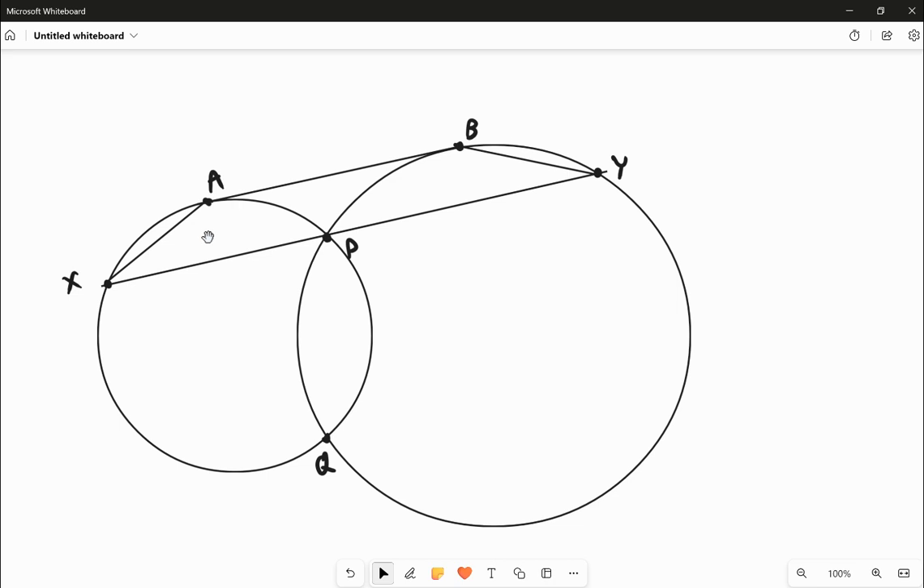Without further ado, here it is. Suppose you have two circles that intersect at points P and Q, and you construct the external tangent that is closest to P, and it hits the circles at A and B. You construct a line through P parallel to the tangent, and it intersects the circles at X and Y. We want to find the area of ABYX, the trapezoid.